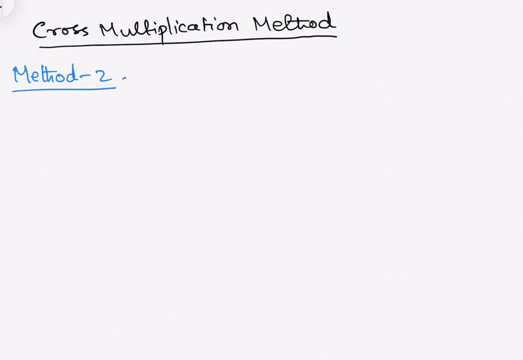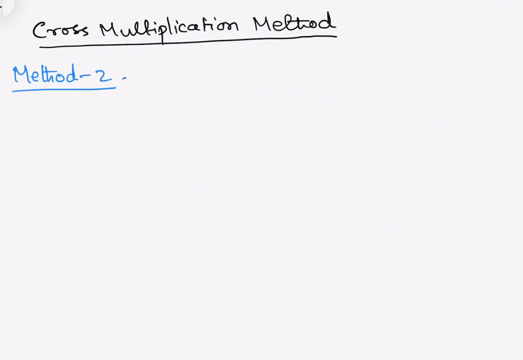Today I'll solve two linear equations using the cross multiplication method. So now today I'll discuss method 2. This is a very easy method, and you can simply use it to very easily calculate the two variables x and y from the given equations. First I'm showing you the general form, and after that I'm showing you an example.